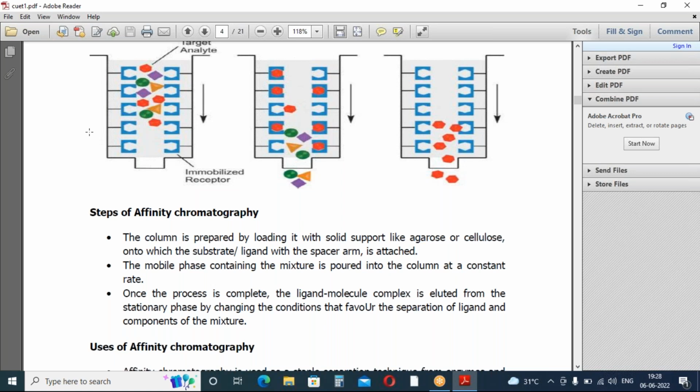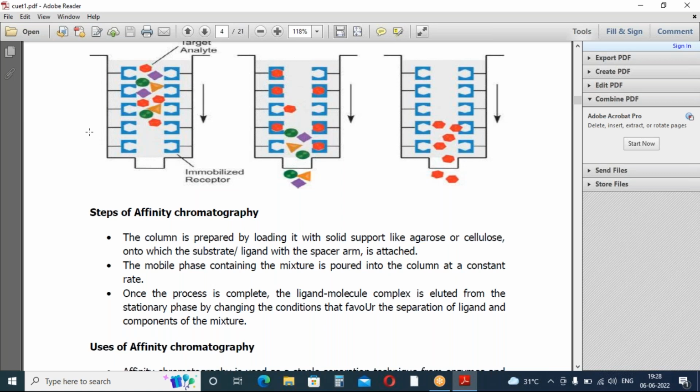Understood, all of you? All are getting my points? Say yes or no. Okay, to prevent the steric hindrances, we are using this spacer arm.